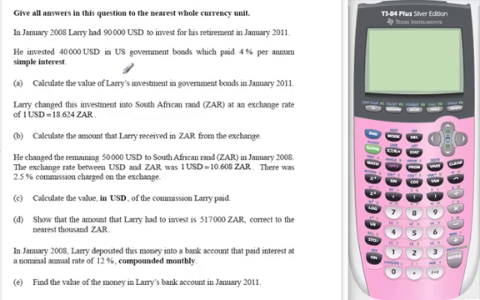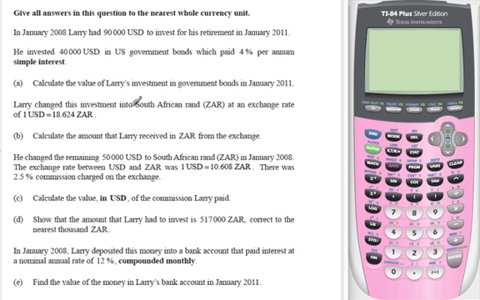Okay, here we go. All answers in this question are going to be given to the nearest whole currency unit. In January 2008, Larry had 90,000 US dollars to invest for his retirement in 2011. So that's 2009, 2010, 2011, 3 years' time. He invests 40,000 US dollars in US government bonds, paying 4% per annum simple interest.